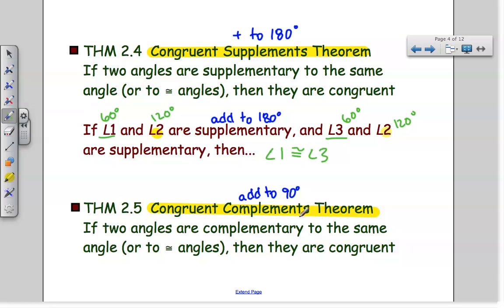Okay, trying to decipher what that means. The congruent complements theorem says if two angles are complementary to the same angle or to two congruent angles, then they are congruent. Meaning, complementary is angles that add to 90. If you have two angles that add to 90 with this angle measure of 40, well, they'd both have to be 50 then, wouldn't they? So then they have to be congruent.